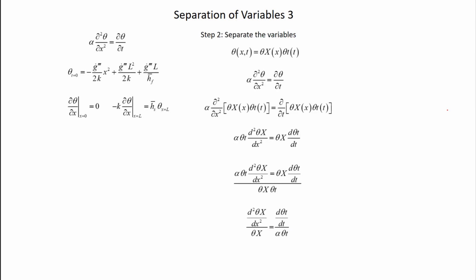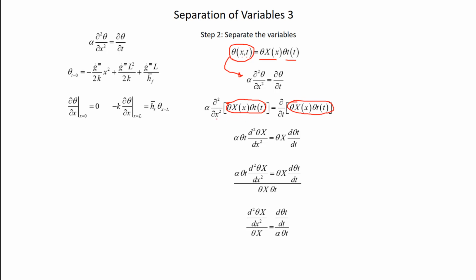Okay, step 2 is separate the variables, right? So same idea. My theta here is a function of both x and time. And what I'm going to do is assume that it can be written as a function of x multiplied by a function of time. And I just take that idea and plop it into my governing differential equation. And what should happen is I should turn that problem into two ordinary differential equations, right? So that's what I did here. I put theta x times theta time in every place that I had a theta.